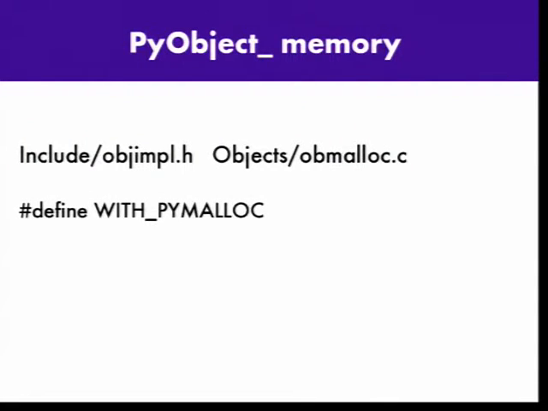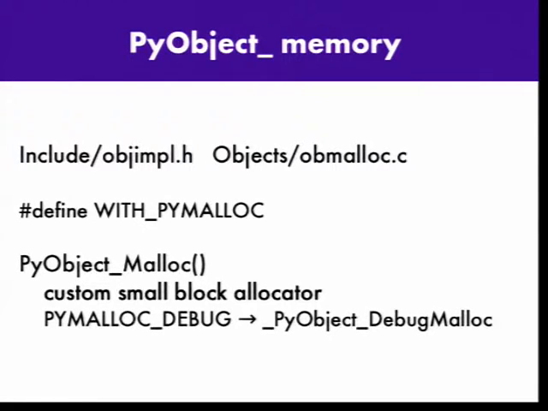This is a subsystem called a small block allocator. It's for allocating lots of tiny little slices of memory in a very efficient way. The Python small block allocator is only active if WITH_PYMALLOC is active, but it's on by default. You can turn it off if you want things to actually call malloc directly.